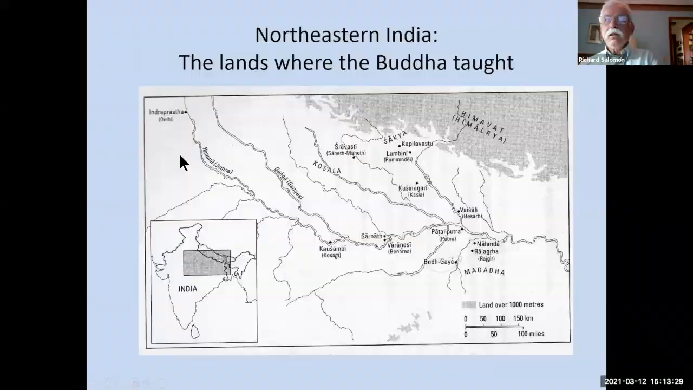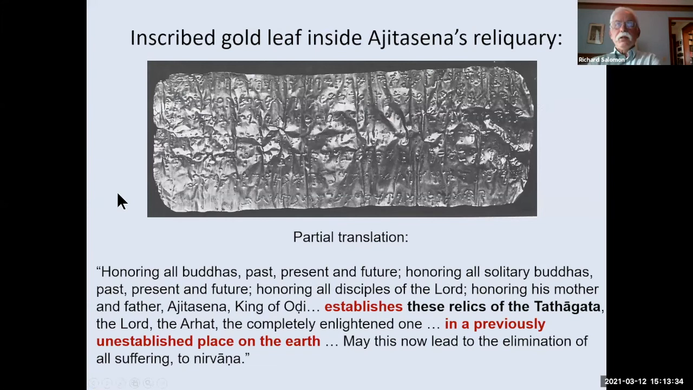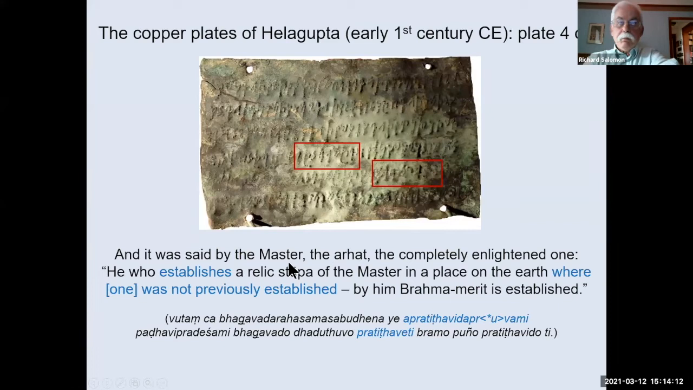Well, I'm coming back to my first image, the gold leaf inscription of Ajitasena. And I emphasized before the term establishes, to firmly fix in place. And I want to emphasize again here this stipulation that we find in many of these inscriptions, about a dozen in all, the further stipulation, in a previously unestablished place on the earth. And what that means, it alludes to a textual reference that's found in several different Buddhist texts in variant forms, which says that by putting a relic in a place where it never was before, you get, if you'll excuse the expression, a kind of extra credit.